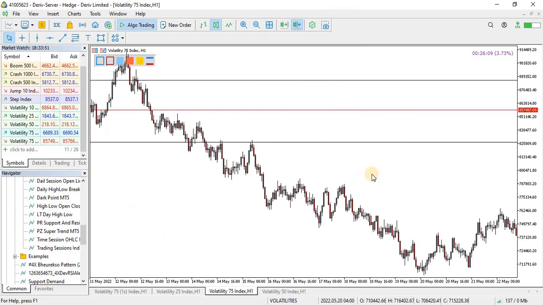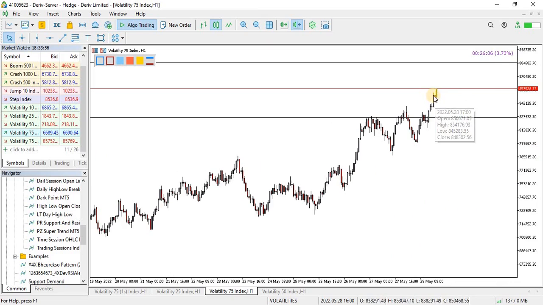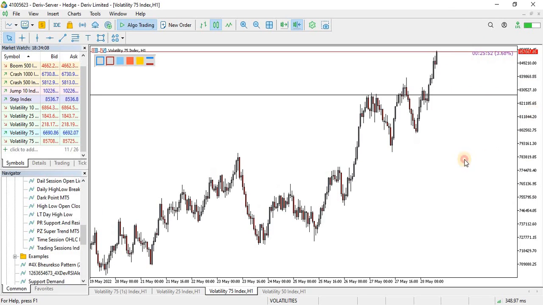So on a 1 hour, this is what we are looking at. We are waiting for either the market to touch there and come back and possibly push through, or touch there, come back, get momentum to push through and continue with this bullish move to the upside.